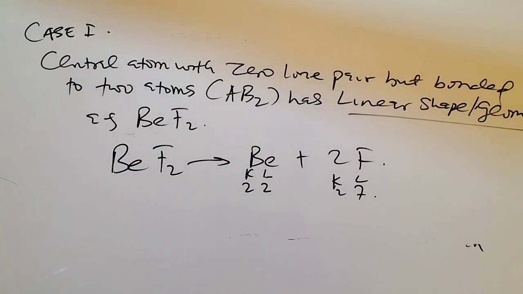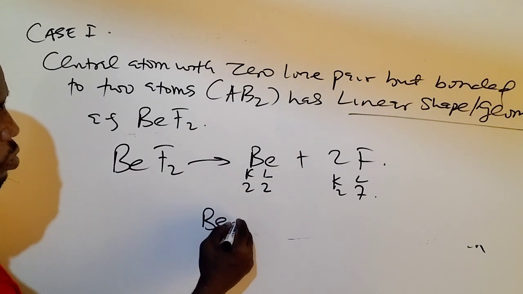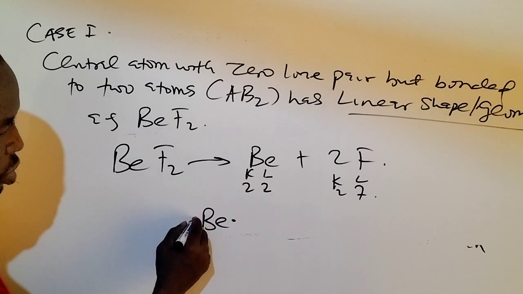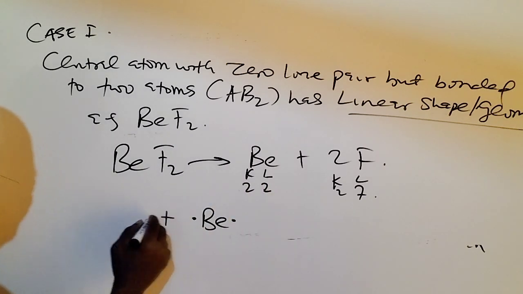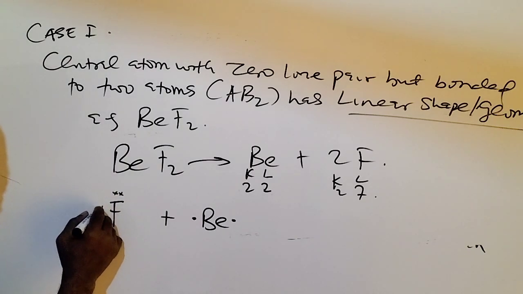Now, the bonding between beryllium and fluorine is covalent, not ionic, because beryllium, as mentioned, is among the less electropositive metals. So the beryllium will not donate, it's going to share electrons with fluorine. So we have beryllium with 2 electrons in the outermost shell, according to the Lewis structure. But each fluorine atom has 7 electrons in the outermost shell, being a halogen.